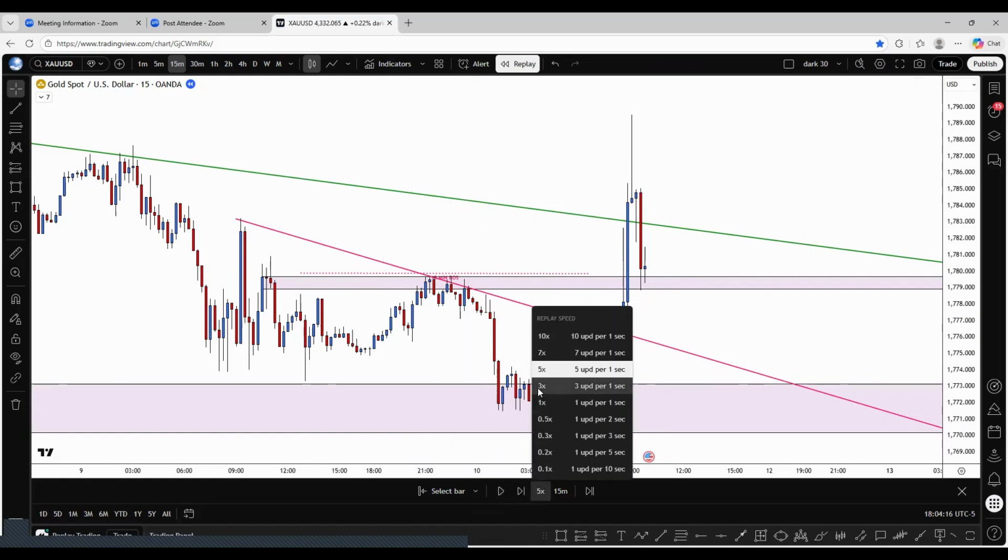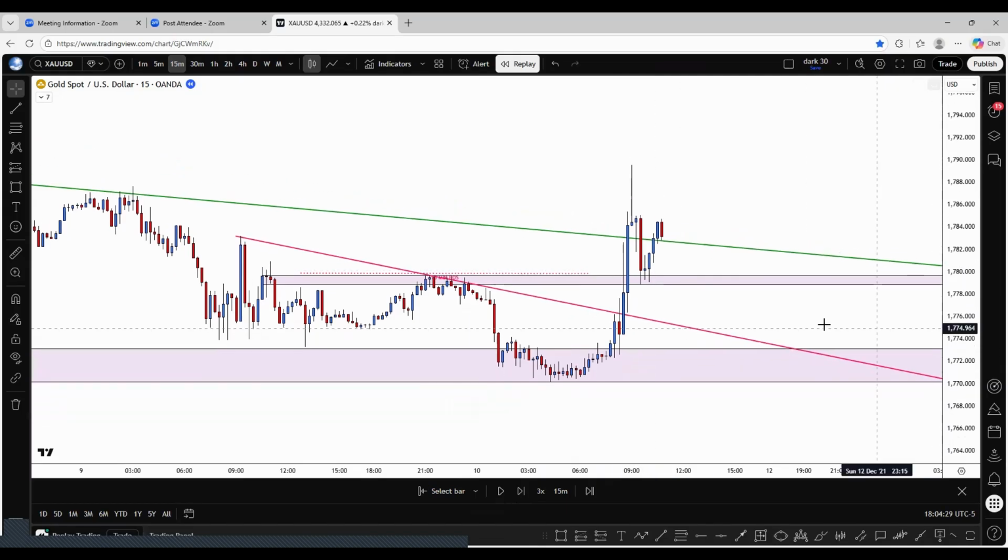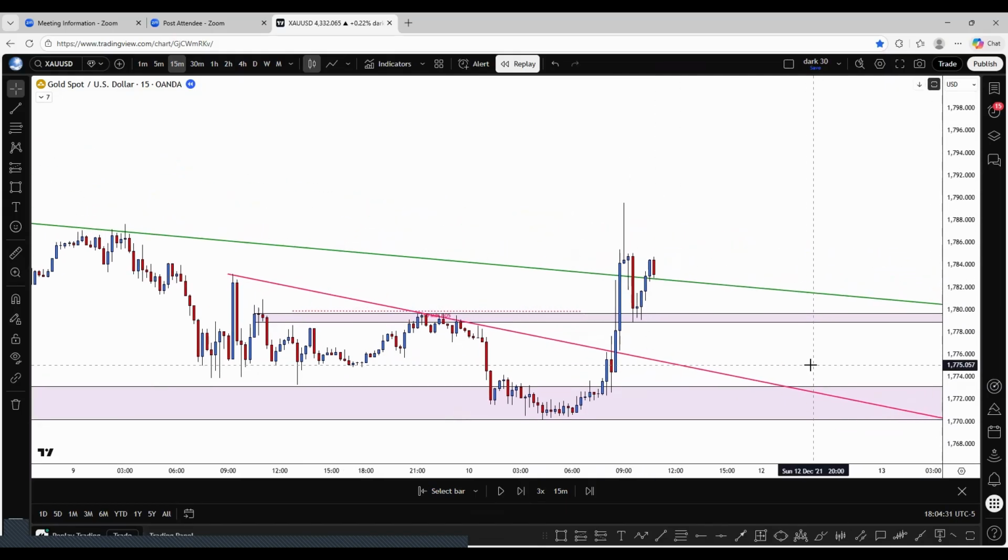Let me slow it down even further so we won't miss nothing. Okay. Now, as you can see, it created a bullish candle right here. So at that point, you could get in this trade.